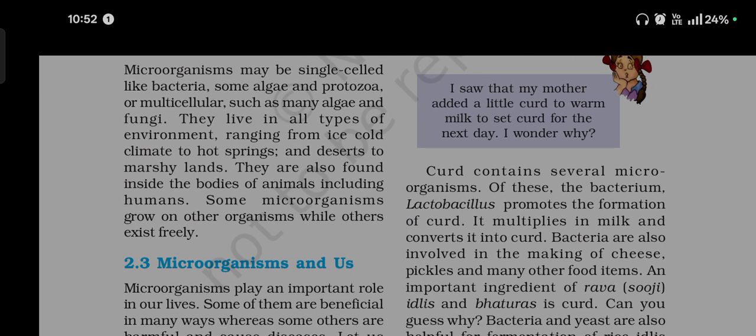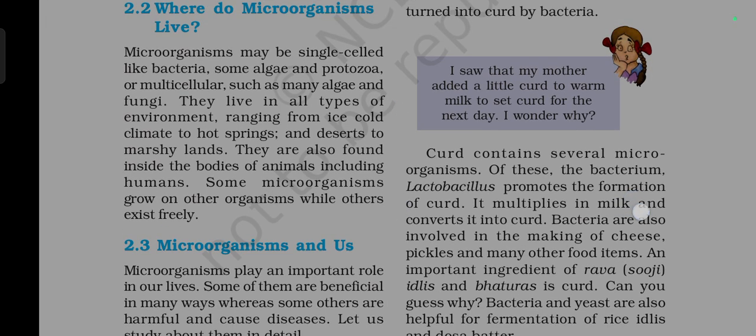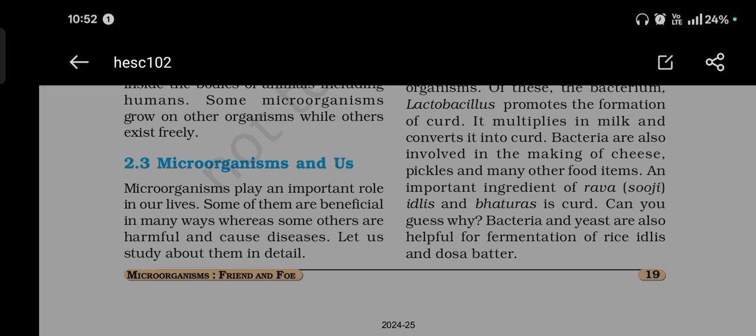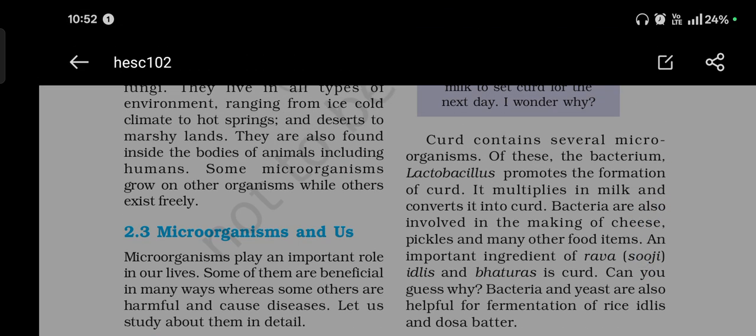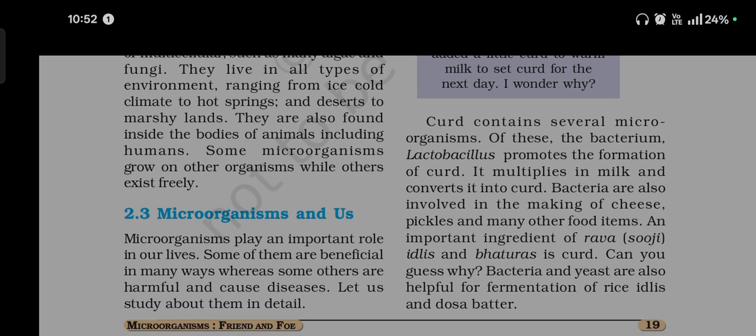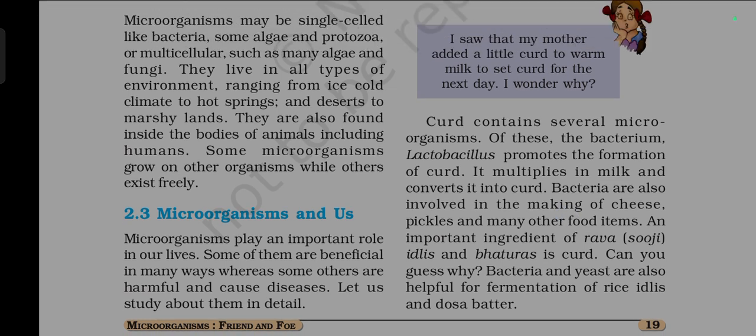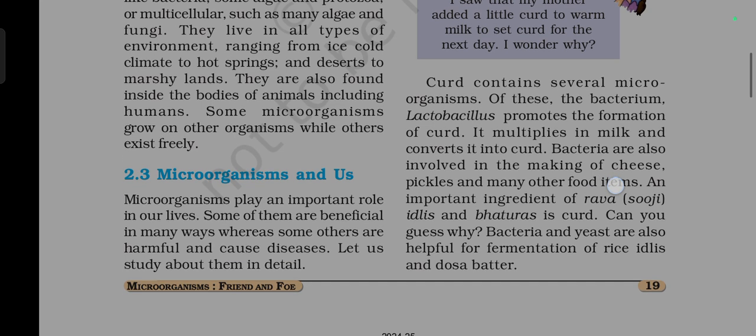Like curd contains several microorganisms. Of these, the bacterium, that is lactobacillus, promotes the formation of curd. It multiplies in milk and converts it into curd. Bacteria are also involved in the making of cheese, pickles, and many other food items.